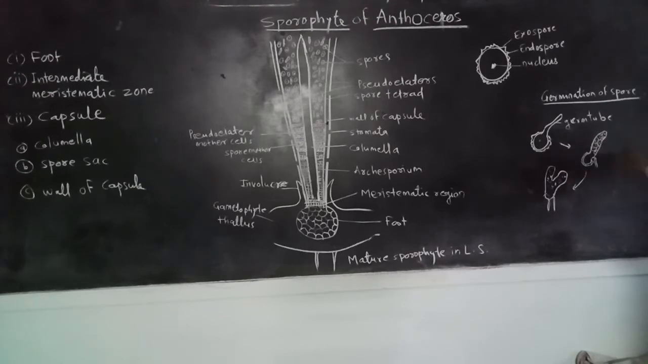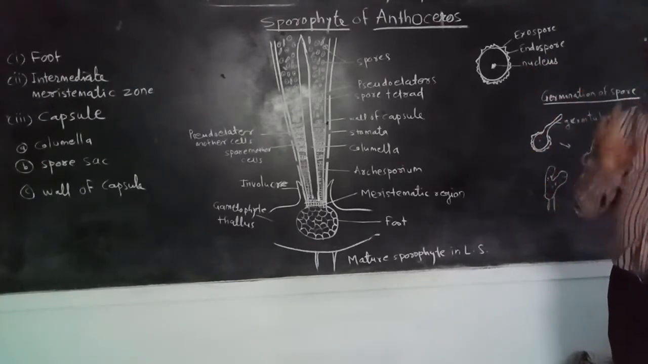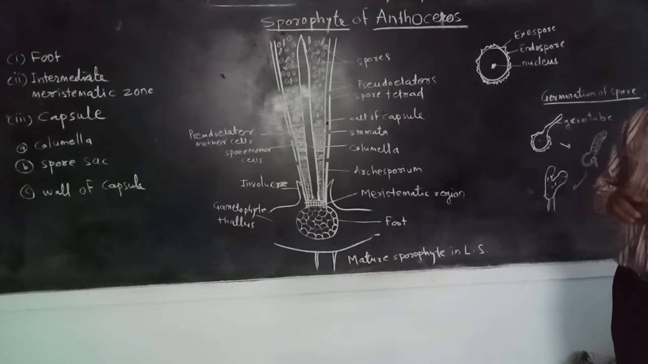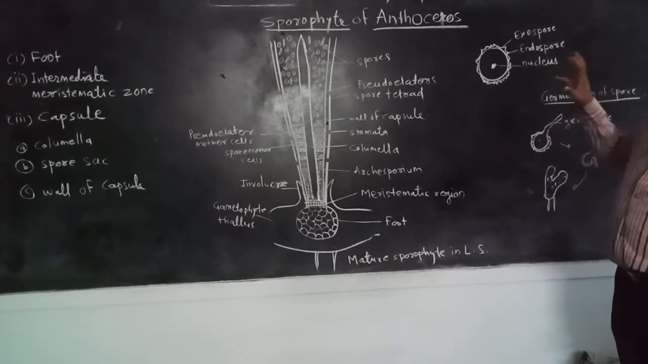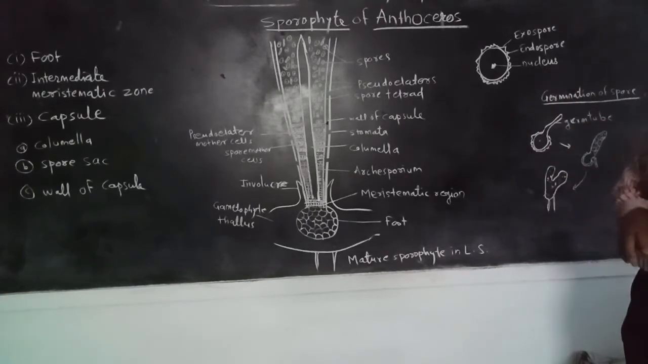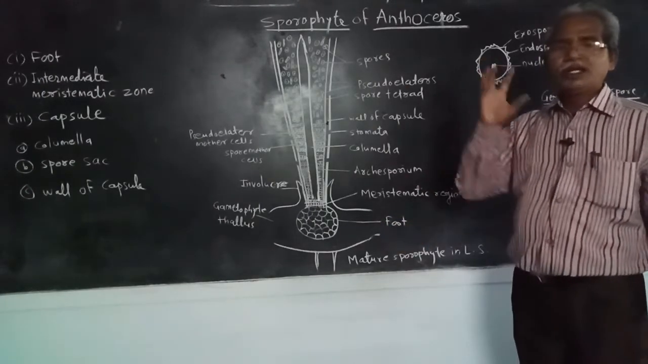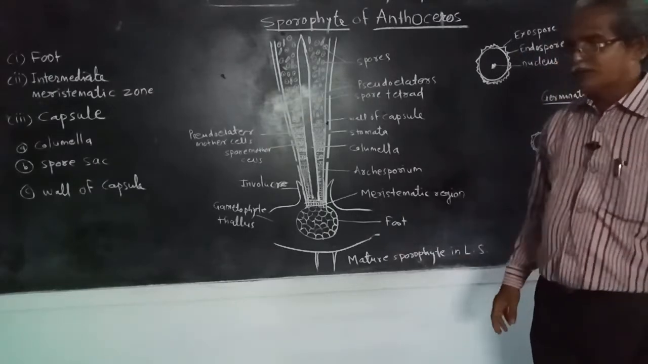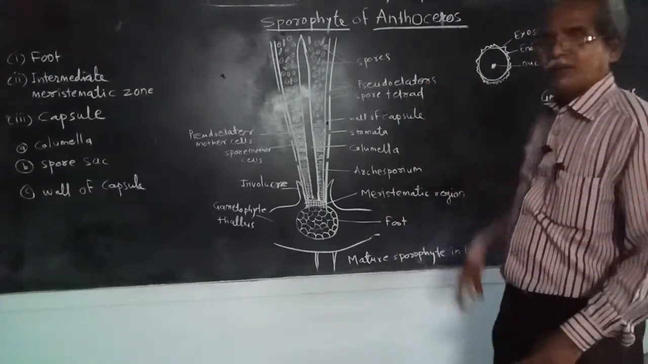Later on, it ultimately develops into a new gametophyte of the Anthoceros plant. The spore is the beginning of the gametophytic generation, while the zygote is the beginning of the sporophytic generation. In this manner, the gametophyte develops from a spore, while the sporophyte develops from a diploid zygote. This is about the sporophyte of Anthoceros.